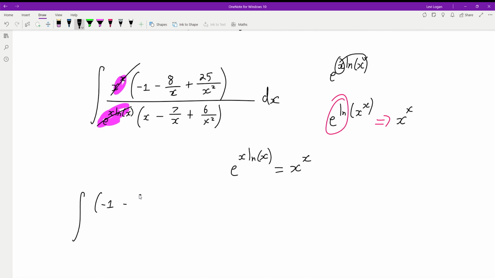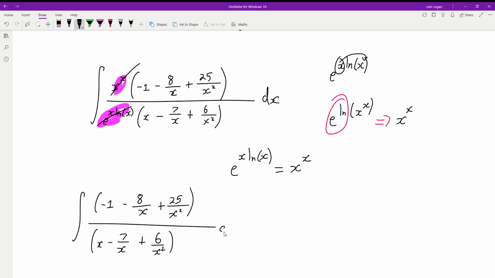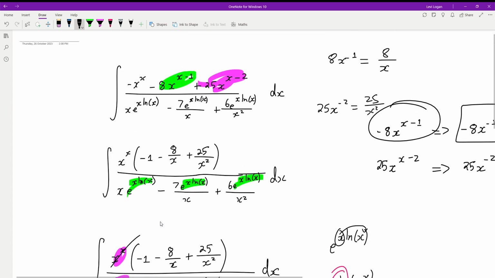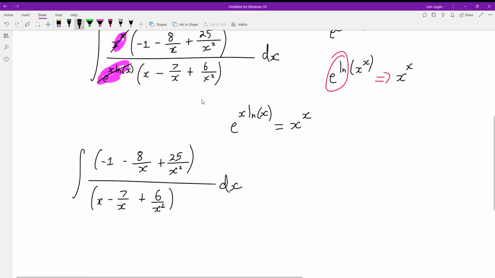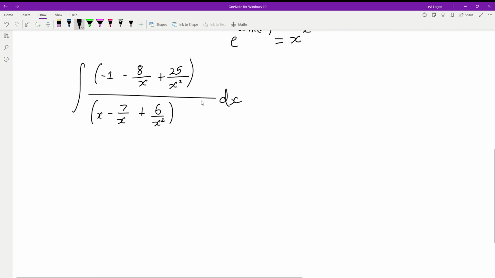Negative 1 minus 8 on x plus 25 x squared, all over x minus 7 on x plus 6x squared, dx. That's a lot easier than what we had at the start, isn't it? Now, let's make this a bit easier again. We can see we've got denominators with x squares. Why don't we multiply the top and the bottom by x squared to make things prettier, because that will cancel out.